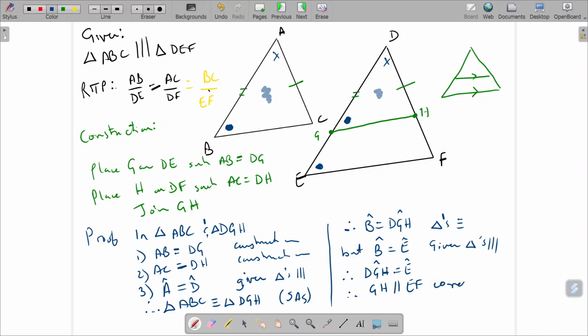of this pair of triangles are equal. And if the lines are parallel, we now have a situation where we have the proportion theorem. We have a triangle cut by a parallel line. Therefore, it must follow that DC to DE equals DH to DF.